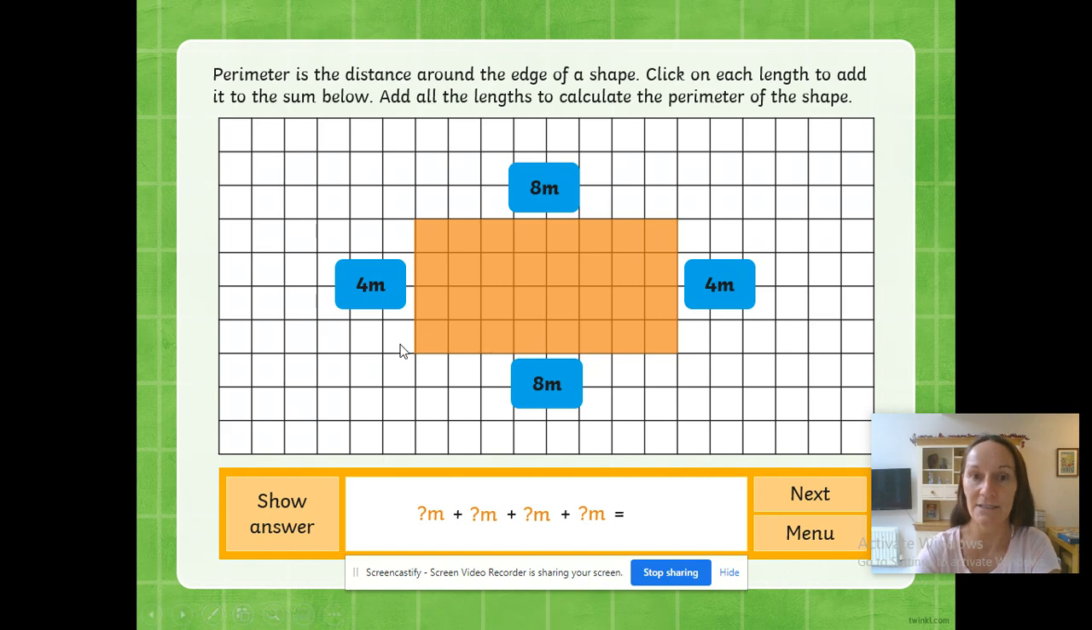Perimeter again. So if we're looking at the perimeter, we're calculating the distance around the shape. And again, it's a rectangle. So 2 sides are the same size and the other 2 sides are the same size. 8 add 8, add 4 add 4. Well, we know 8 and 8. And 2 4s makes another 8. And you know your 8 times tables. So your answer is 24 metres.